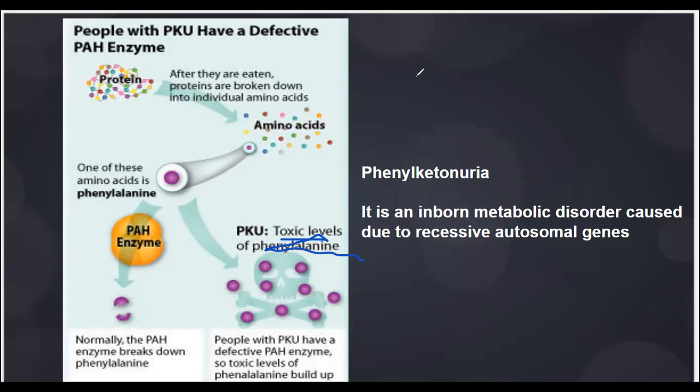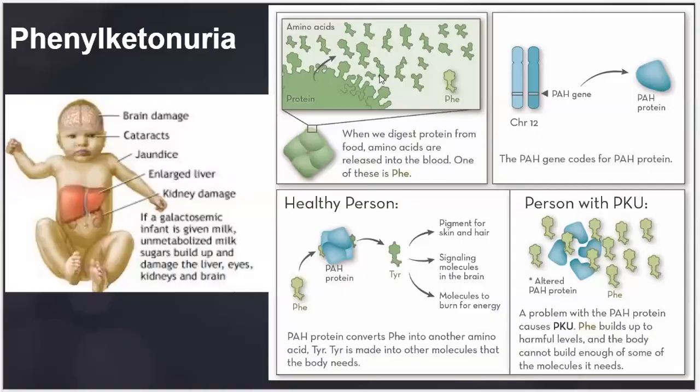This enzyme does not break down the amino acid. So people with PKU have a defective PAH enzyme, and toxic levels of phenylalanine will build up in your body. What will happen if more phenylalanine is built up in your body? One might think that it's an amino acid only. Why? There are effects of this excessive amount of phenylalanine in your body.